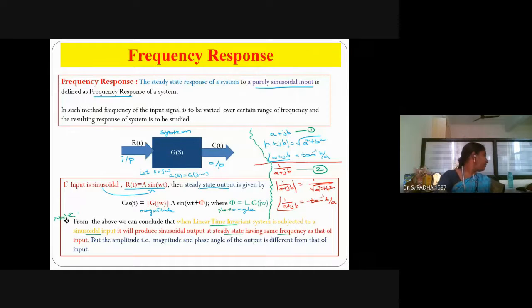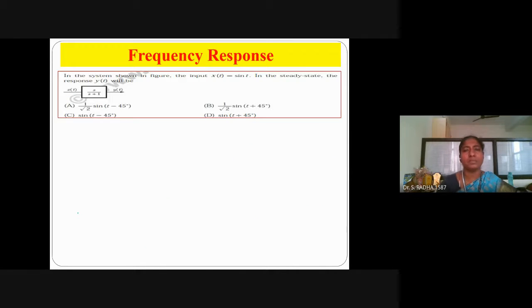The thing is, when we apply sinusoidal input, output will also be sinusoidal. The point we have to note down here is when we apply sinusoidal input for a system, LTI system, linear time invariant system, output is also sinusoidal, but there may be small changes in the magnitude and phase angle. That is our important point. Okay, so in frequency response, this is the major thing that will be followed. If the system is an LTI system, you are applying sinusoidal input, output is also sinusoidal, but there will be small change in the magnitude and phase angle.